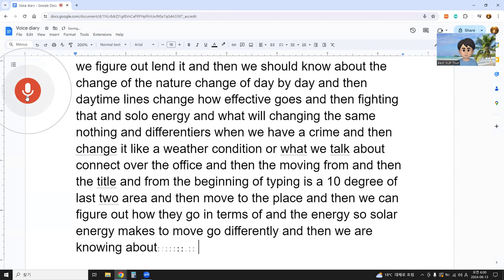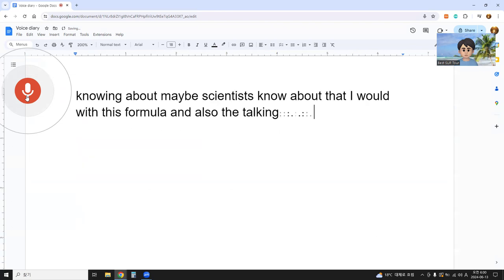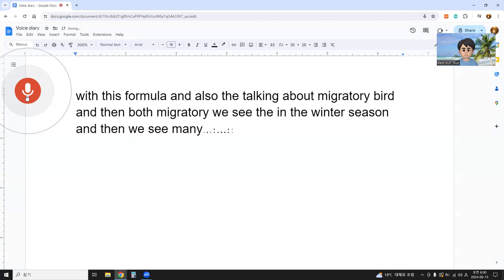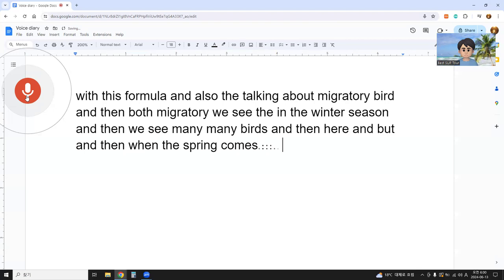Maybe scientists know about that with this formula. And also, talking about bird migration. We see migratory birds in the winter season, many, many birds here. When spring comes, the birds fly away to Siberia and Russia.